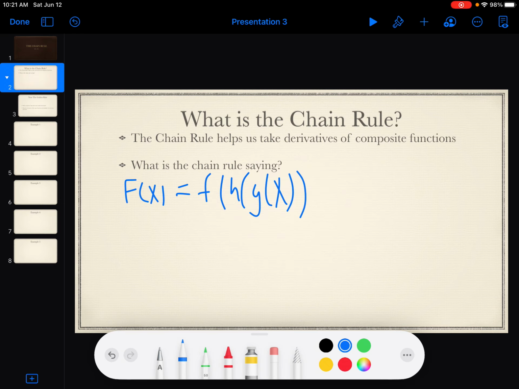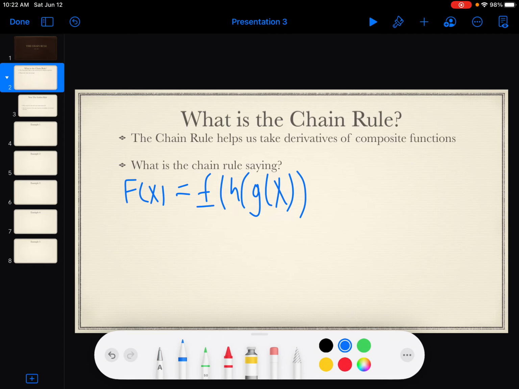Say f, the function f, relies on the function h as an input, and the function h relies on g of x as an input. You can also think of it like that, that one function is relying on the input of another function. So, the value of x affects the value of the function f at the end.